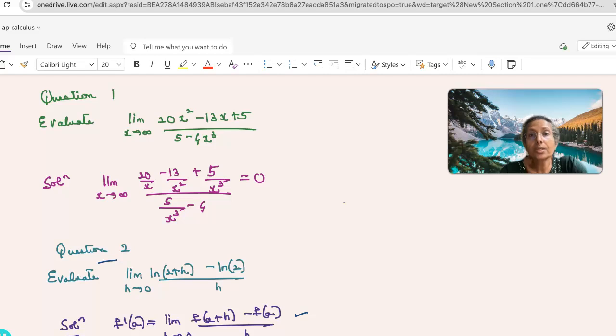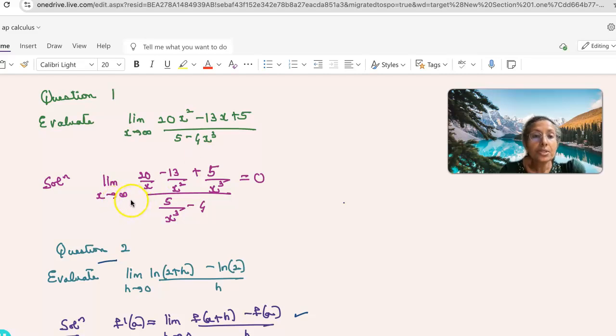So let's get started. The first question is on limits. Evaluate limit as x tending to infinity (20x squared minus 13x plus 5) by (5 minus 4x cubed). Now whenever we have limit as x tending to infinity, we will divide by the highest power of x in the numerator and denominator. That is x cubed here.